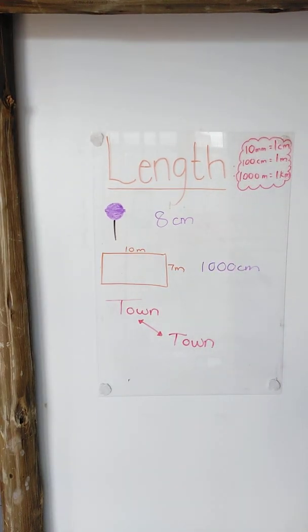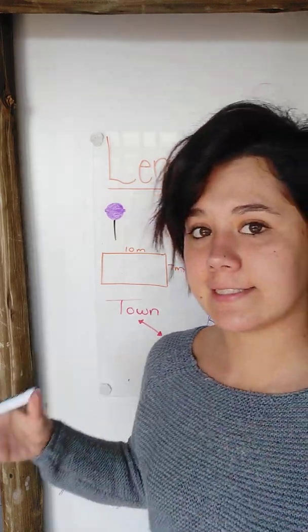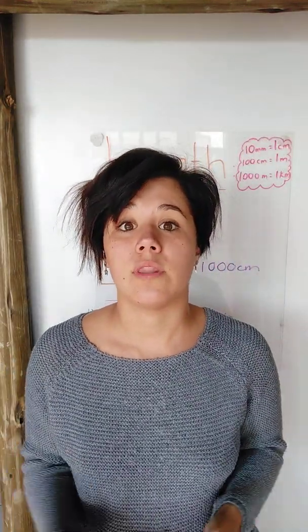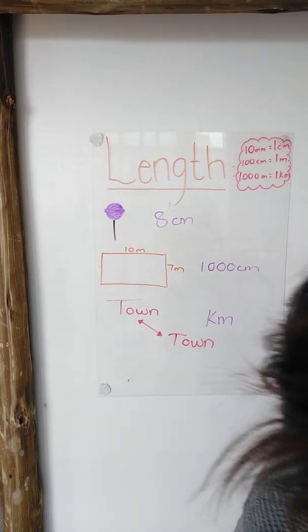Okay, and then let's say we are driving from one town to another. It is easier to measure in kilometers because of the big distance and the big area that would need to be measured. Now let's have a look at the activities.